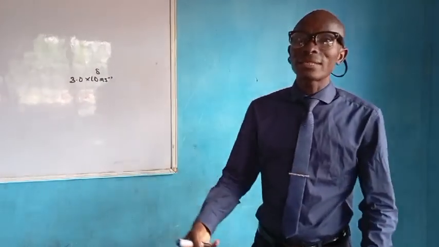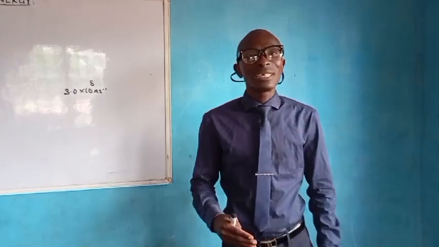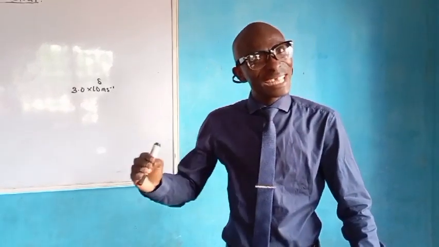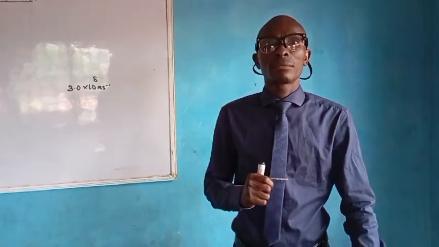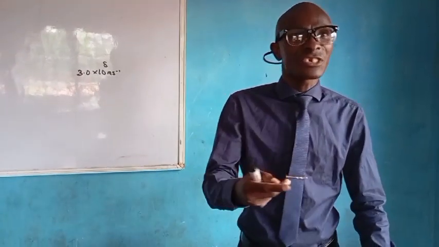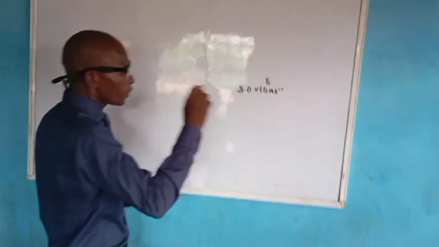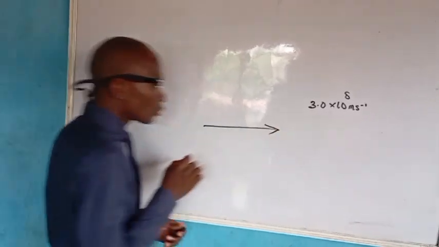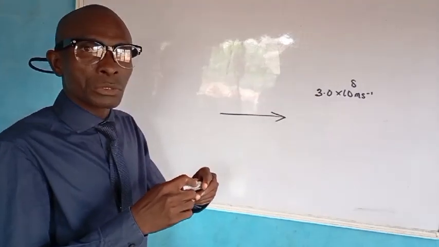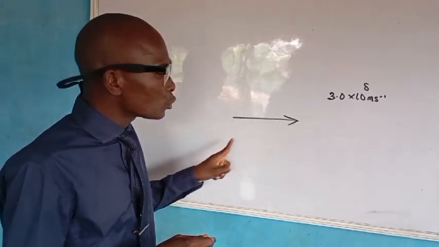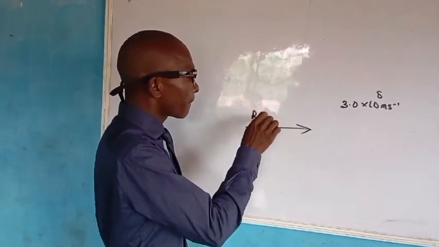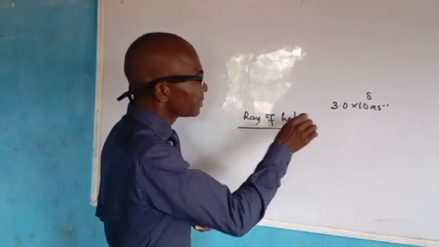Another aspect we want to talk about is rays of light. A ray of light is a path along which light energy travels. A path along which light energy travels is what we call a ray of light. If I want to give an example of a light ray diagrammatically, I can draw a diagram like that and put an arrow here. This is an example of a ray traveling. You understand? This is a ray of light.